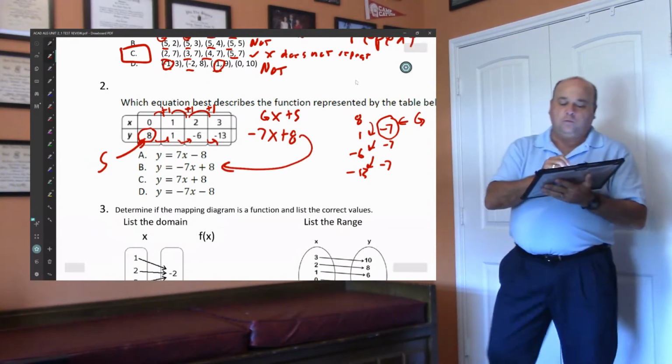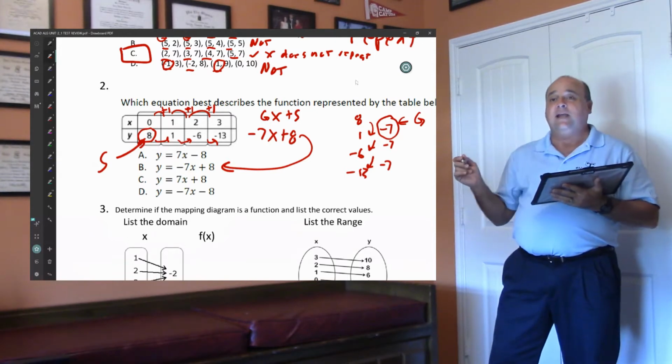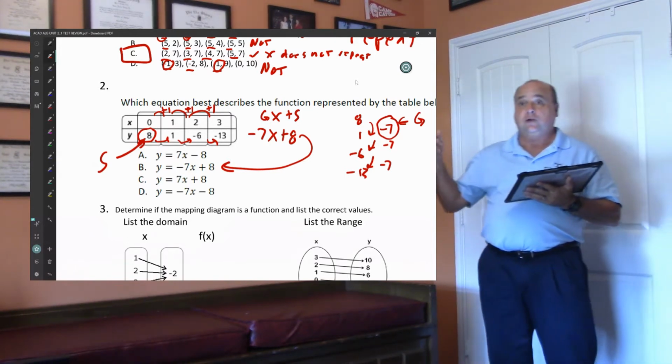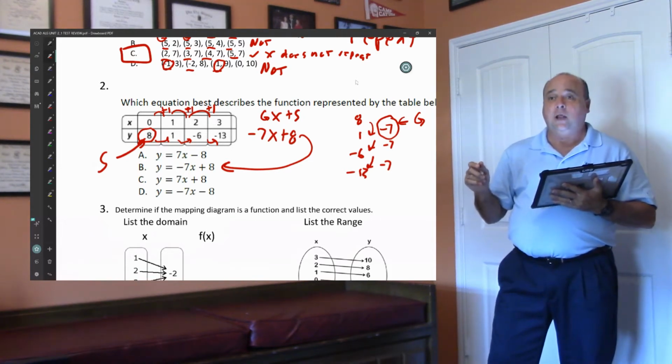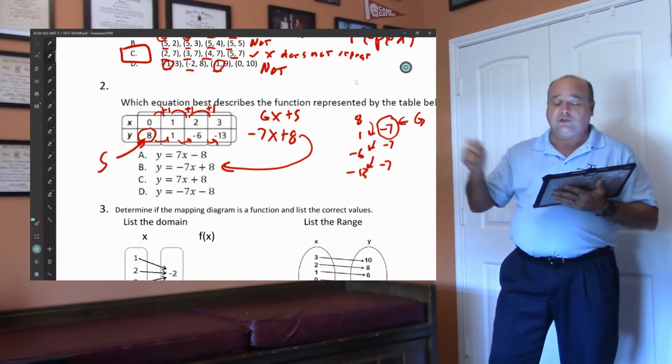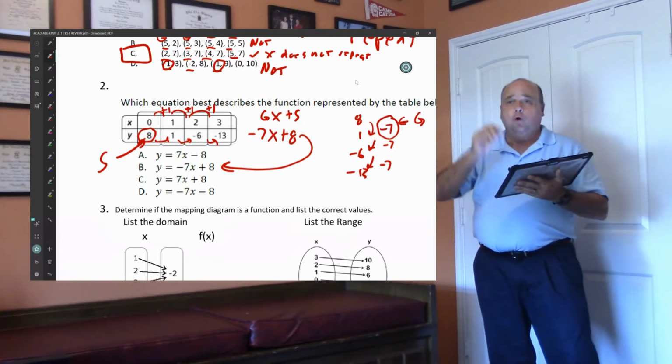So if I were to put 0, 1, 2, 3 in here, I would get these answers. That's another way you could do it, is trial and error. But the answer to number 2 would be -7x plus 8. You could get that with growing number, starting number. Go to number 3.